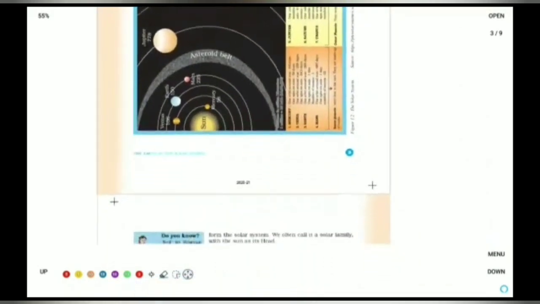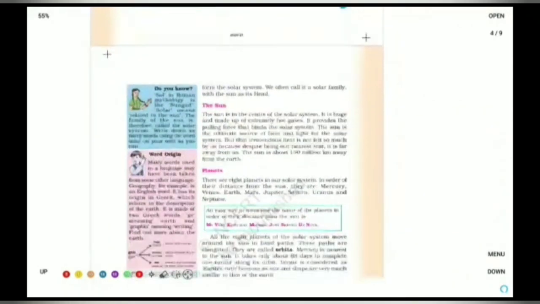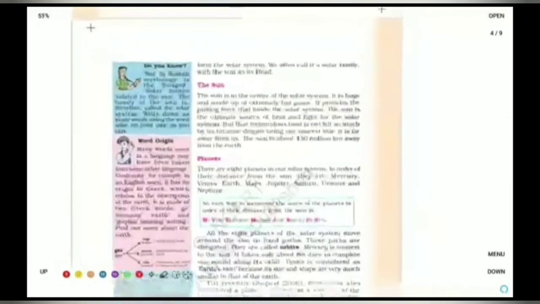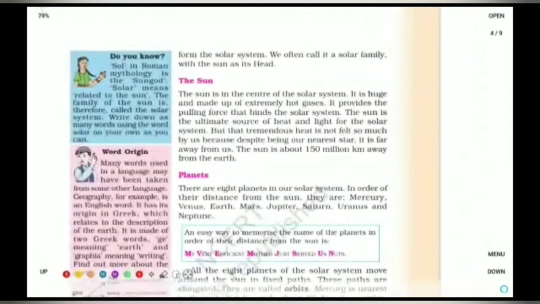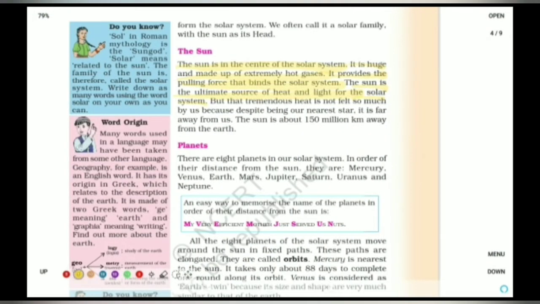So we'll talk about the sun first. The sun is in the center of the solar system. It is huge and made up of extremely hot gases. It provides the pulling force that binds the solar system. The sun is the ultimate source of heat and light for the solar system. Every light comes from the sun. And the distance between the Earth and the sun is about 150 million kilometers.